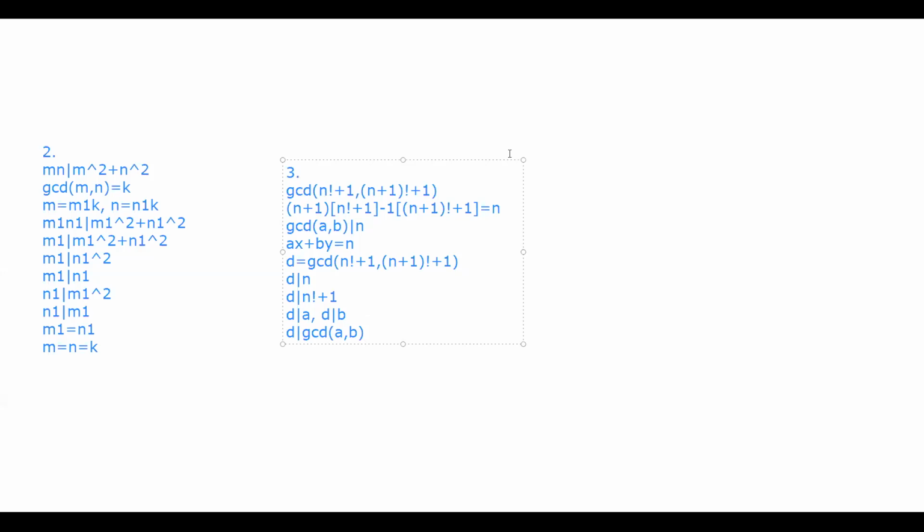If D divides A and D divides B, then D divides, let M and N be co-prime such that A is equal to GCD of A and B multiplied by M, and B is GCD of A and B multiplied by N. So as M and N are co-prime, so if D divides M or N, then GCD of A and B.